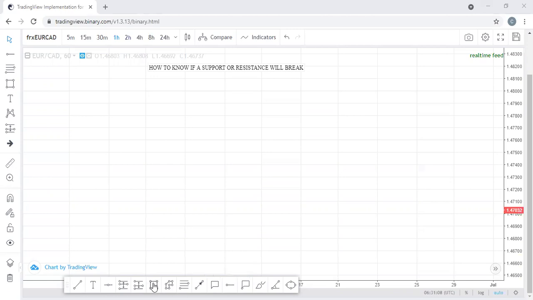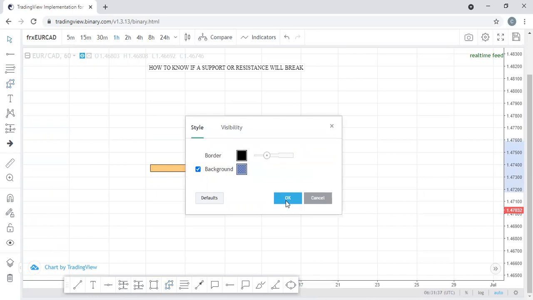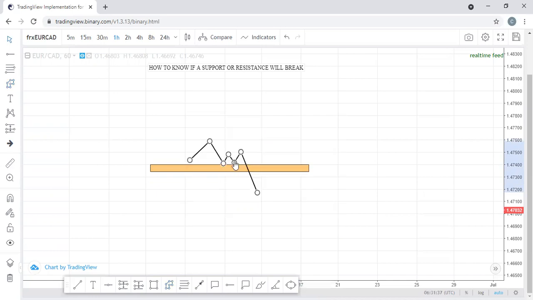Sometimes you have your support here, and you see price coming to your support. The next thing it gives you is a rejection, then another rejection, and then it does this. So you get stopped out of this trade, even after seeing all these rejections.